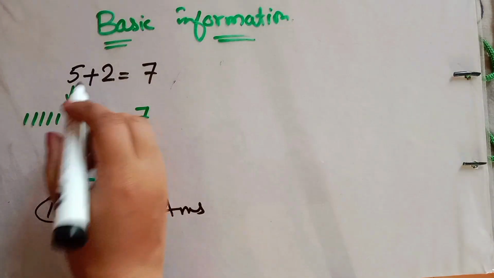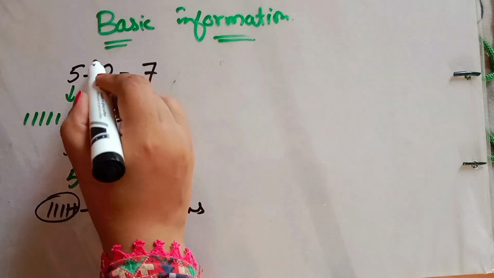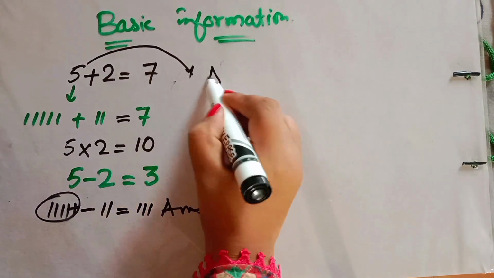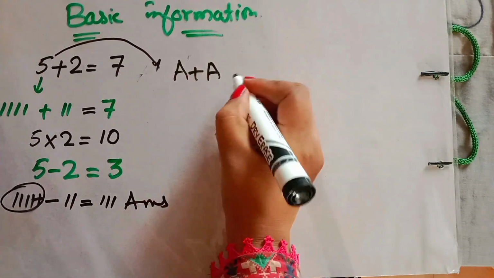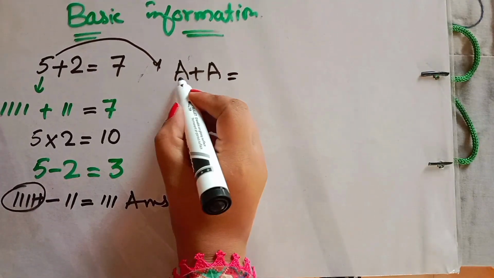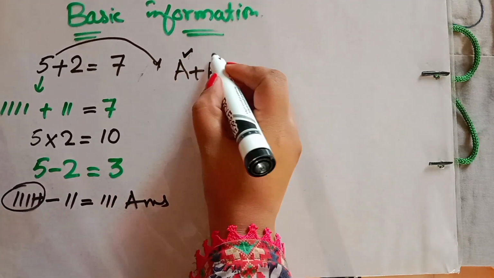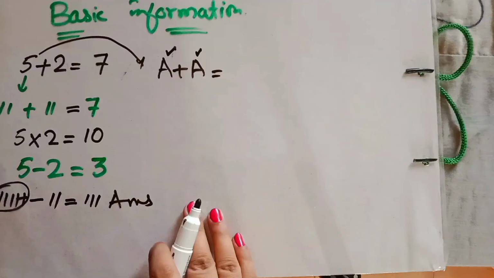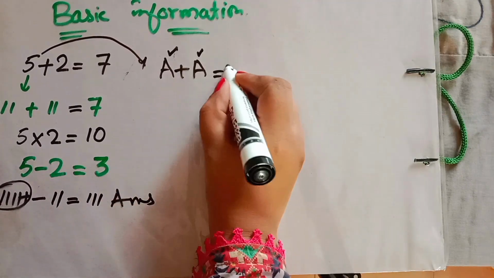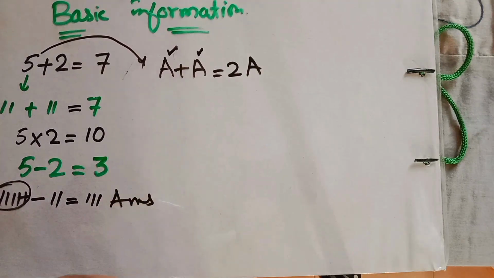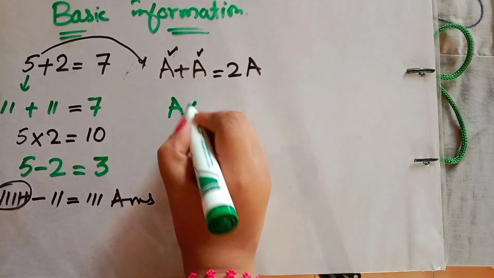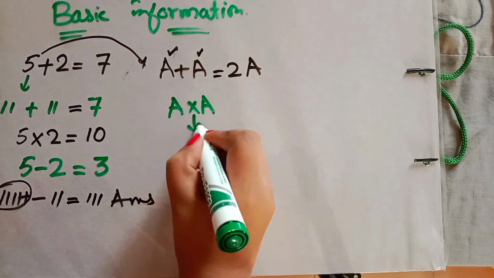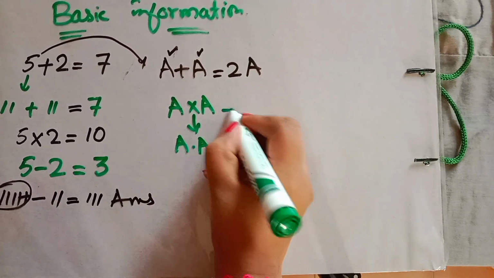The process will be the same if we have a plus a instead of 5 plus 2. Because both amounts are the same, a plus a will be 2a. In the case of multiplication, a multiplied by a can also be written as a dot a.